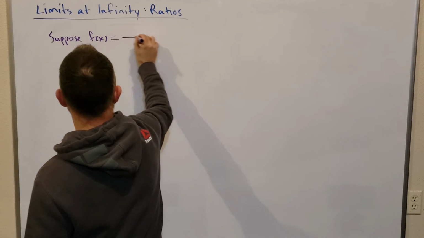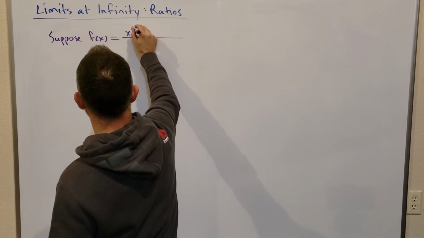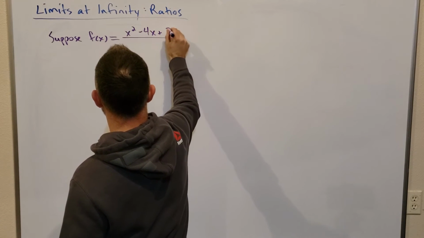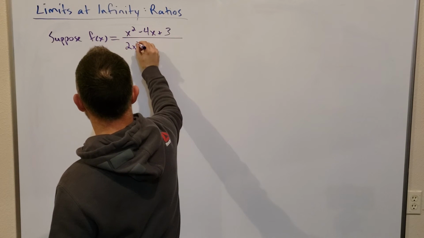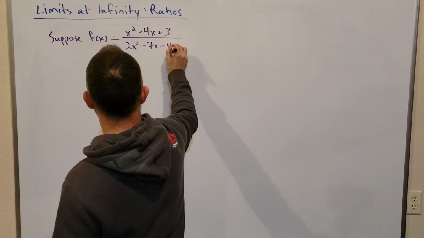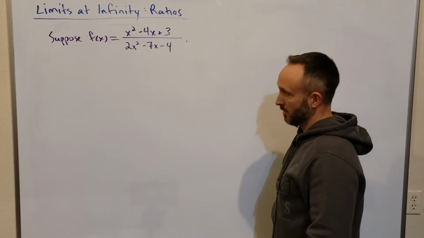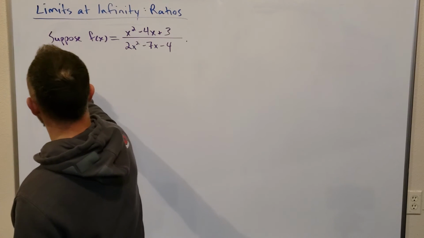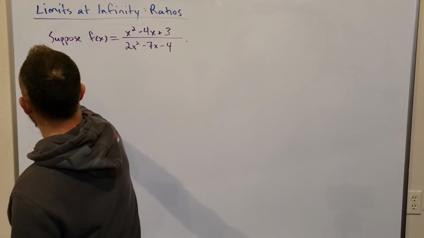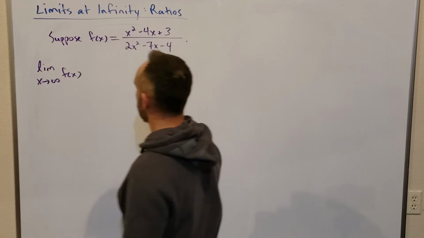f of x equals, and we'll do a rational function again, and let's say on top we have x squared minus 4x plus 3, and on bottom we have 2x squared minus 7x minus 4, and we'll do some stuff with that function, okay? So the first thing is, well, let's do the obvious thing. Let's do what we've been doing, and let's consider the limit as x approaches infinity of f of x, okay?